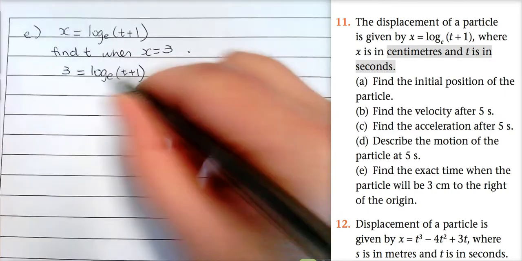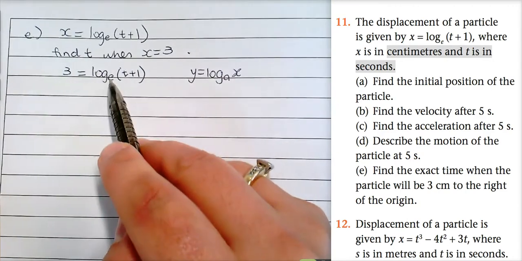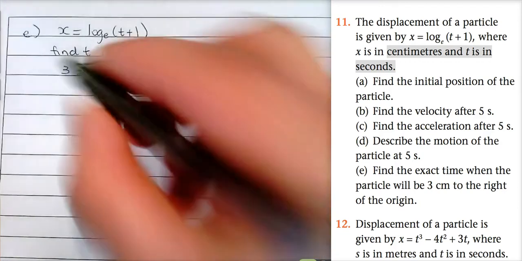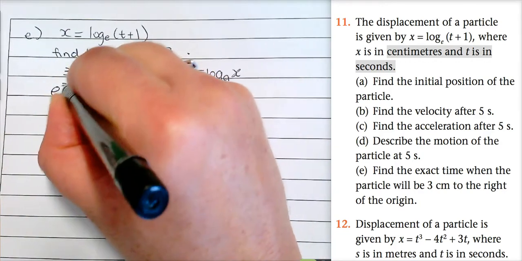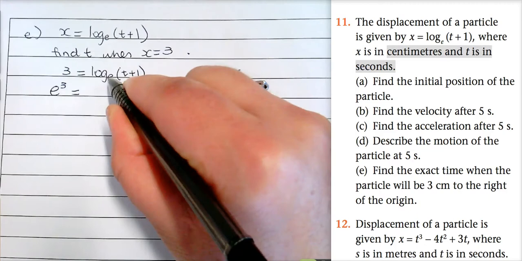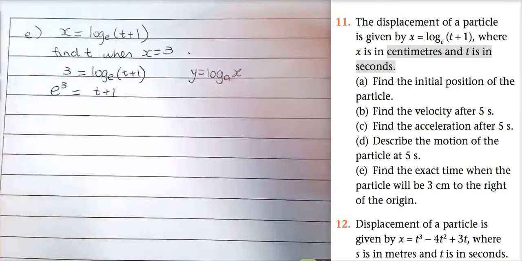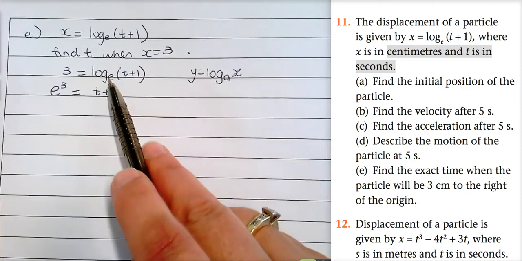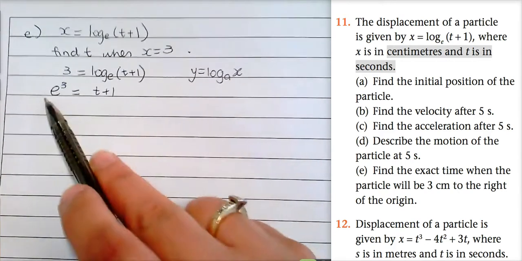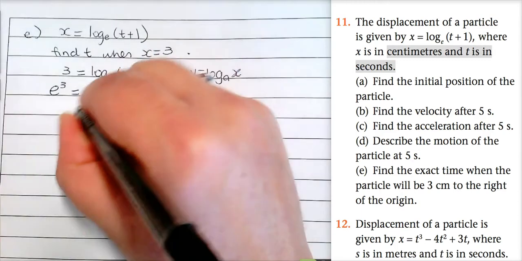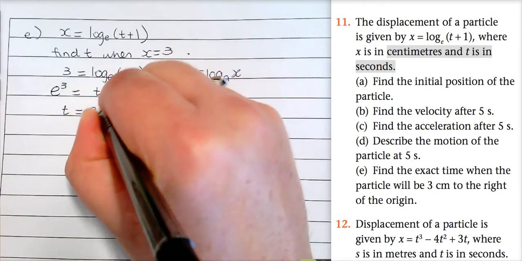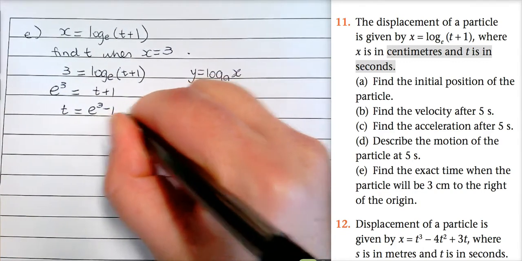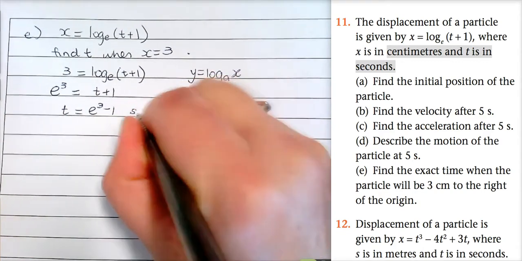Or for those that like to cancel, log to the base e is taking e of both sides. So if you take e of both sides, you get e to the power of 3 equals e to the log e, that cancels, t plus 1. So t plus 1 is e to the power of 3. Therefore t equals e to the power of 3 minus 1. That's the exact time, in seconds.